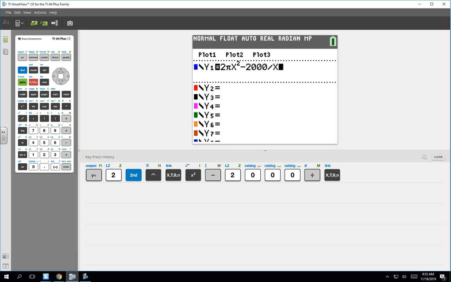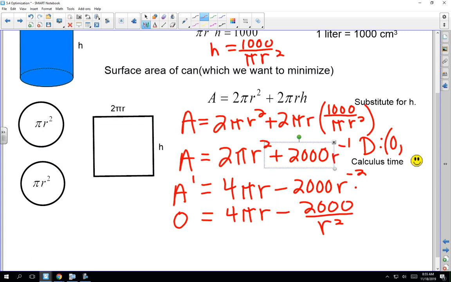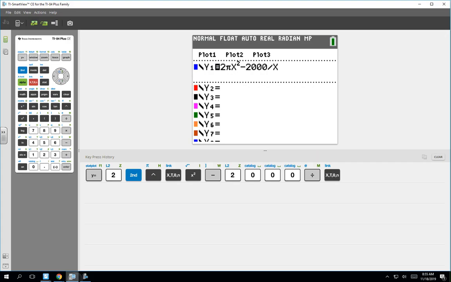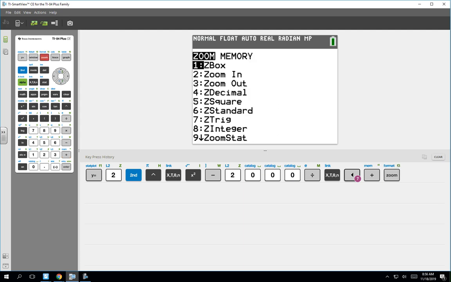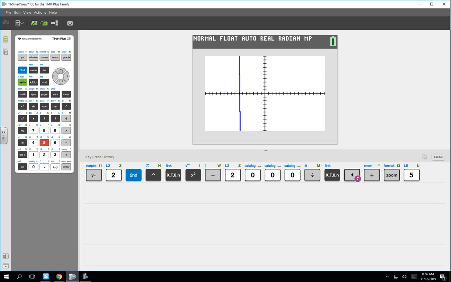What do you guys think on the window? Maybe plus 2,000. What was it? Plus 2,000, yeah. So it is plus 2,000. It's going way up there. So if we zoom out here.